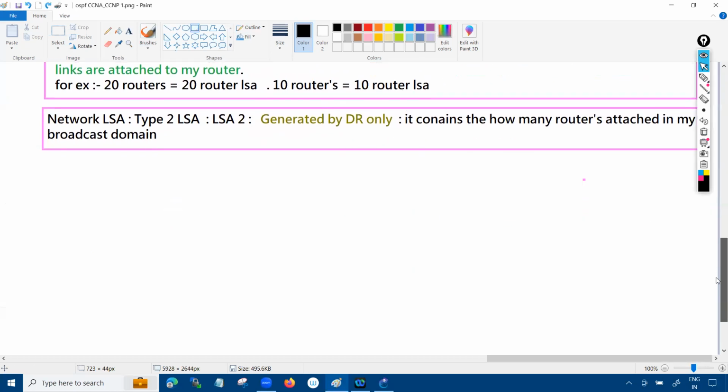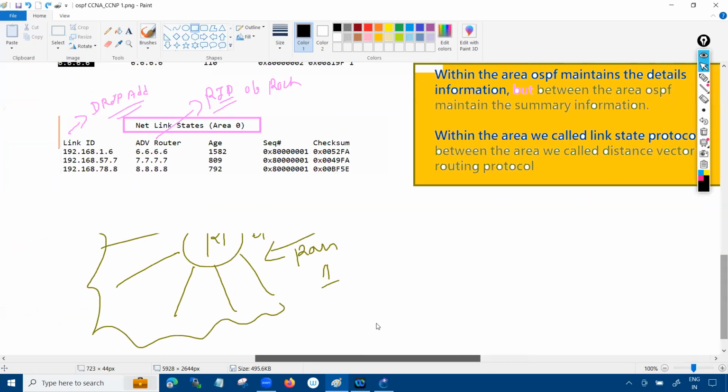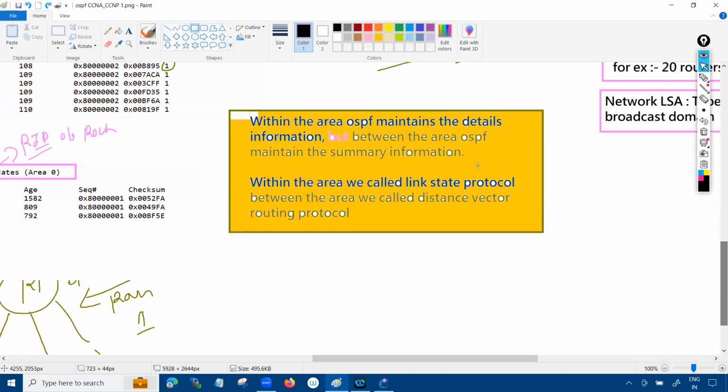Then after that, I told you that within the area, OSPF maintains the detailed information. It doesn't have identical information between the areas; it has summary information. That's why it's called a distance vector routing protocol. And because you have detailed information, OSPF is recommended to deploy in the service provider network. Either you can do OSPF or the IS-IS protocol.